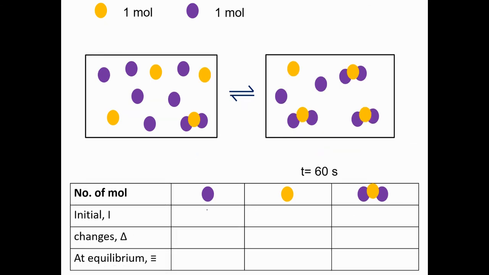Another one. Now we have 6 purple, then we have 3 yellow reactant, and initially we have 1 product. So let's look at what happens at equilibrium. At equilibrium we have 2 purple, 1 yellow, and 3 product. So what are the changes? It means that 4 purple atoms are used.